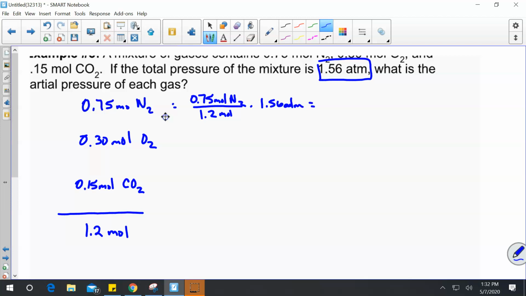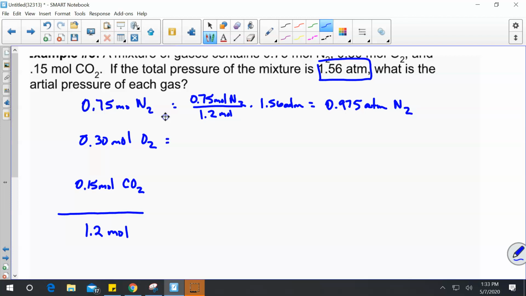This is going to give me what percent ratio it is of the mole ratio, and that mole ratio is equal to the ratio of the total pressure. So when I multiply that, I get 0.975 atmospheres, and I'm going to label this as nitrogen.